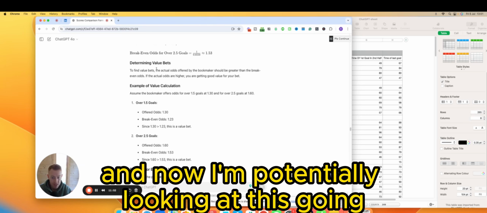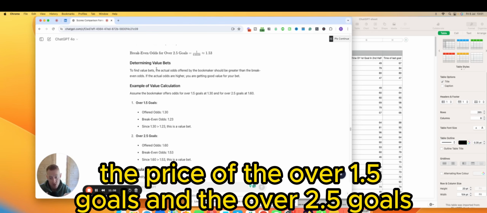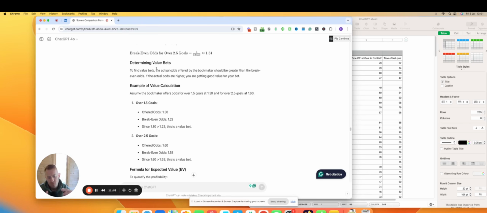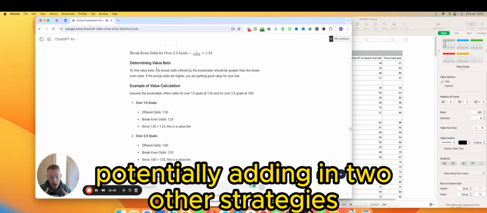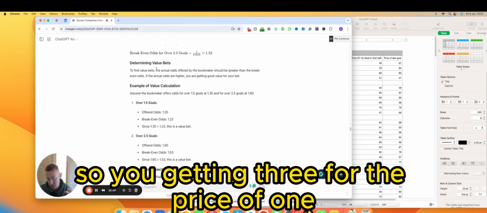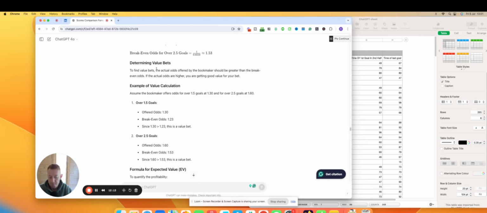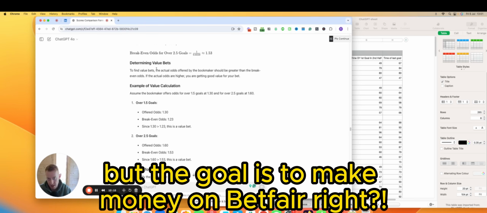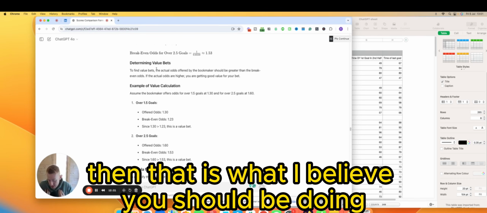And now I'm potentially looking at this going, do you know what? I'd be tracking the price of the over 1.5 goals and the over 2.5 goals because you're already tracking all of this data. Okay, so now you're potentially adding in 2 other strategies to your initial 1 strategy. So you're getting 3 for the price of 1. Okay, now some people might say you're putting all of your eggs in one basket, but the goal is to make money on Betfair, right? Now, if your data is telling you that works, then that is what I believe you should be doing.